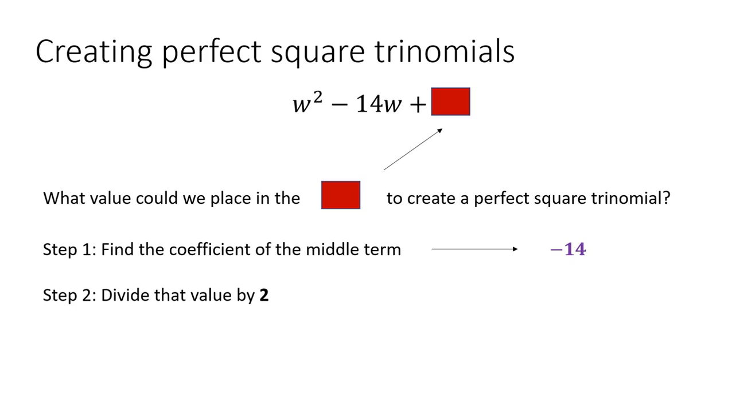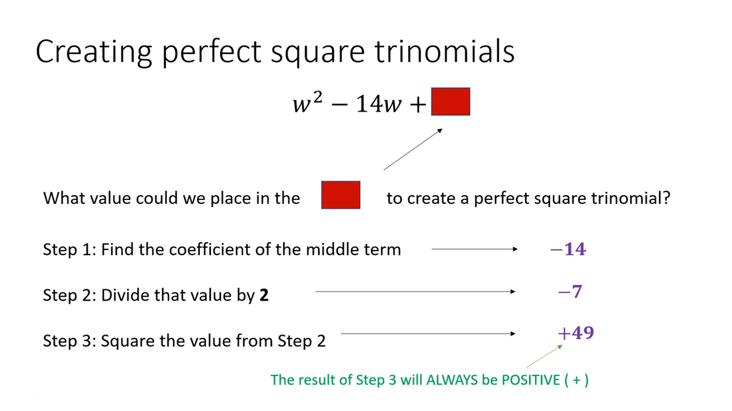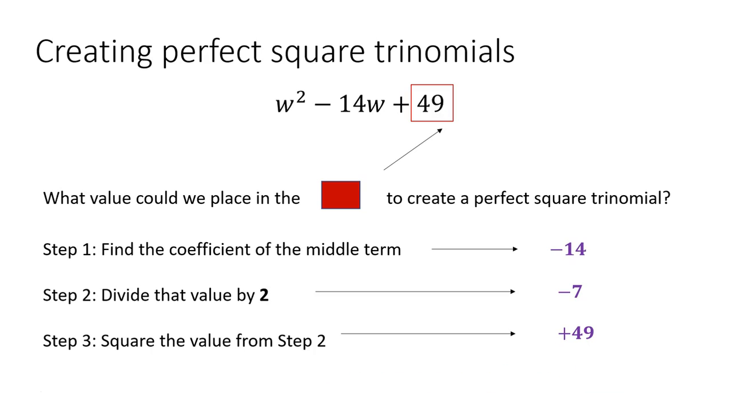We'll divide that value by 2. And negative 14 divided by 2 is negative 7. Now we'll square negative 7. And negative 7, the whole thing squared, is positive 49. Again, a reminder that answer should be positive, and that's what we'll put in the third spot. And we've got a perfect square trinomial.